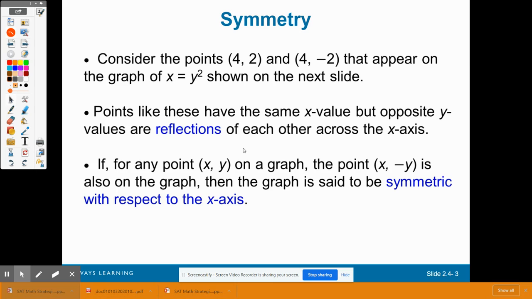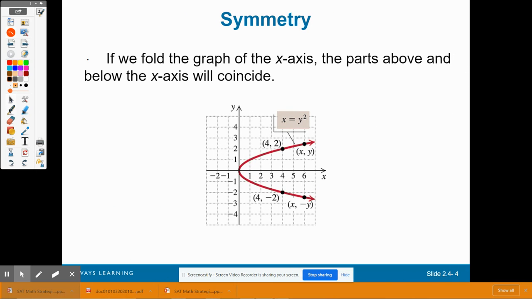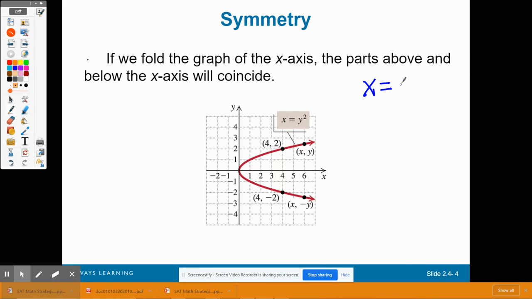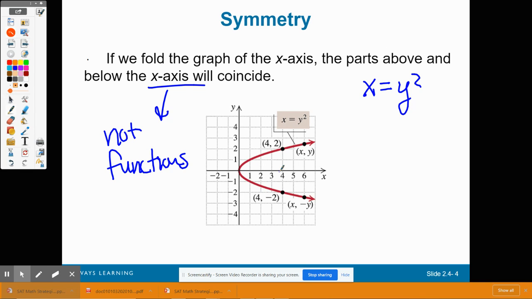So let's take a look here. This graph, which is x equals y squared, is what we call x-axis symmetry, and you can tell. Now, unfortunately, with x-axis symmetry, these are not going to be functions. Why aren't they going to be functions? Because by definition, they will fail the vertical line test. When you plug in 4, sometimes you get 2, sometimes you get negative 2. So these aren't functions, they are relations, and they just have x-axis symmetry, and you could tell by looking at the graph.